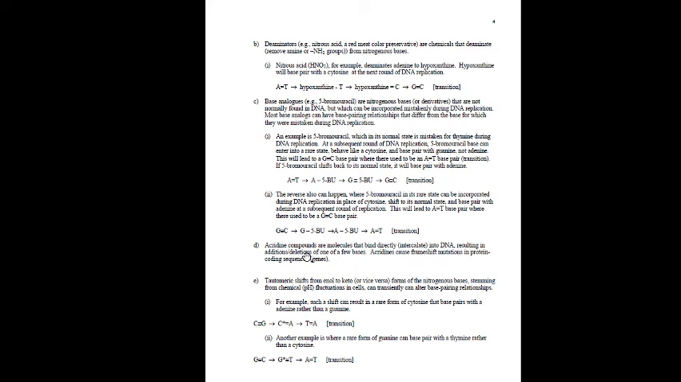Now, acridine compounds are molecules that bind directly into DNA, resulting in addition or deletion of one or a few bases. Another one which we will see in the next lecture is the tautomeric shifts from enol to keto or vice versa of the nitrogenous bases. Thank you.